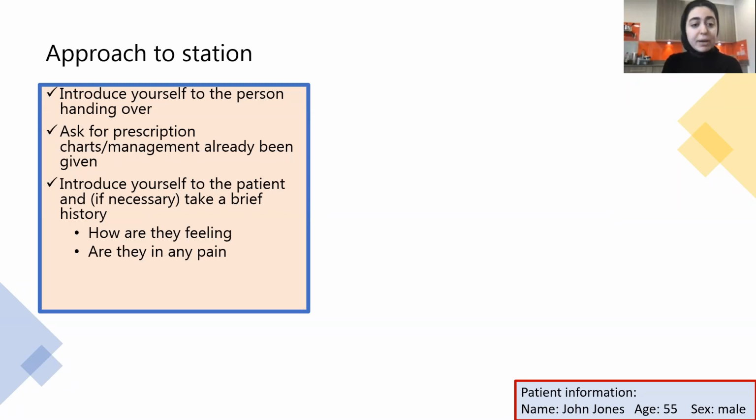Then, depending on whether or not your patient is conscious or unconscious, you introduce yourself briefly. Hello, John. I'm one of the doctors that's looking after you today. How are you feeling? Take a very brief history, and obviously throughout the whole station, explain what you're doing to the patient.